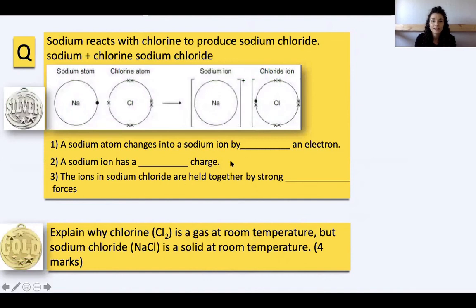Can you please write out these sentences and add in the words that I've missed out of them. If you are feeling more confident, you can have a go at this gold question here, which is explain why chlorine is a gas at room temperature. That's the gas chlorine. But sodium chloride, which remember is an ionic compound, why is sodium chloride a solid at room temperature? So have a go, pause the video, have a go at these questions, and then we'll mark them in a moment.